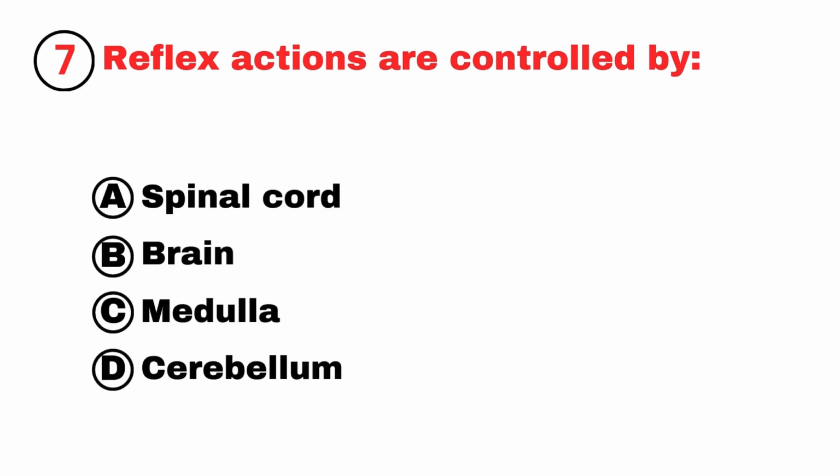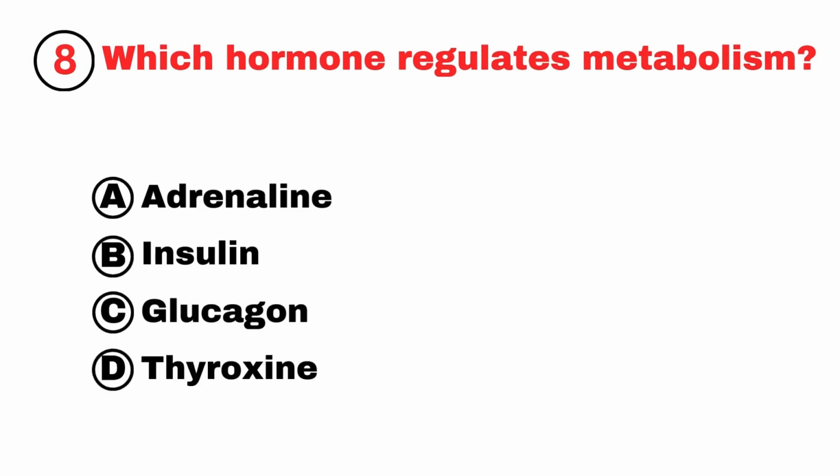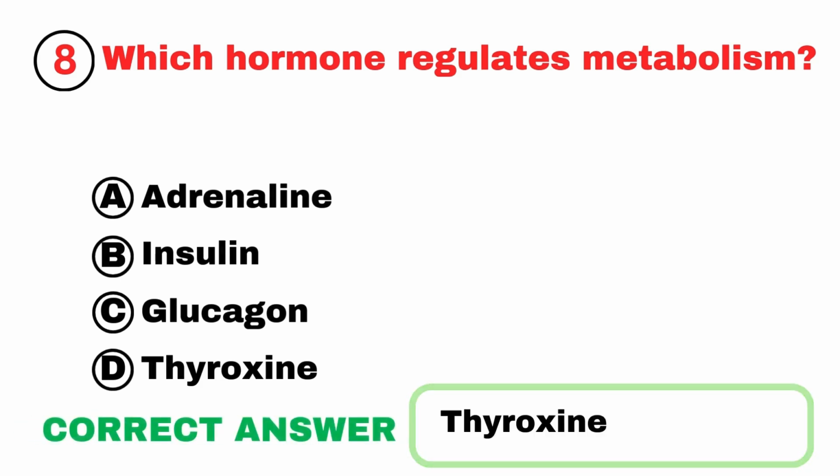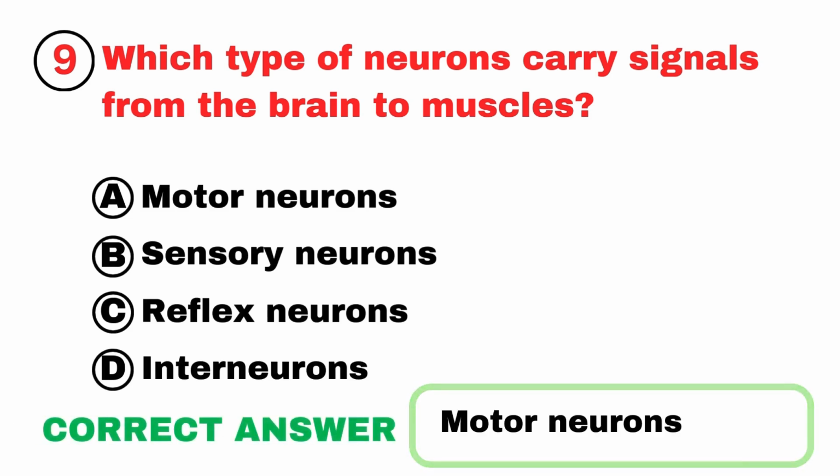Reflex actions are controlled by spinal cord. Which hormone regulates metabolism? Thyroxine. Which type of neurons carry signals from the brain to muscles? Motor neurons.